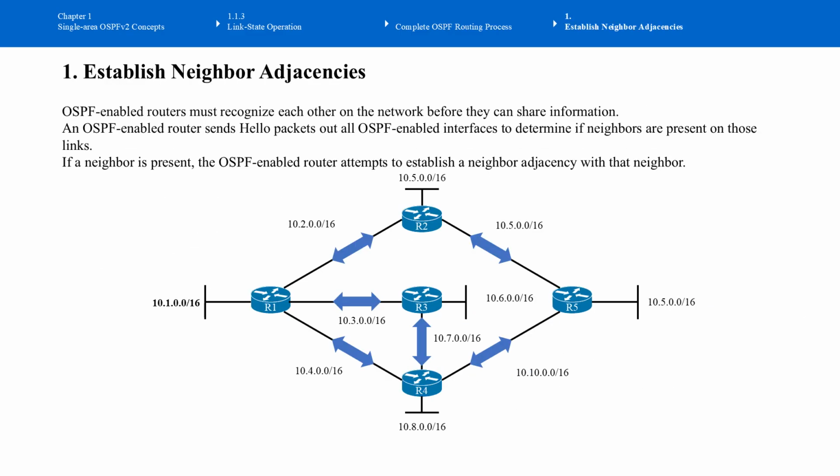Now let's talk about step 1. Establish neighbor adjacencies. The first step is to discover neighboring routers. Each router sends hello packets out of its OSPF-enabled interfaces. When 2 routers receive each other's hello packets and their OSPF settings match, they establish a neighbor adjacency. Without neighbors, routers cannot exchange information, so it's always the first step.